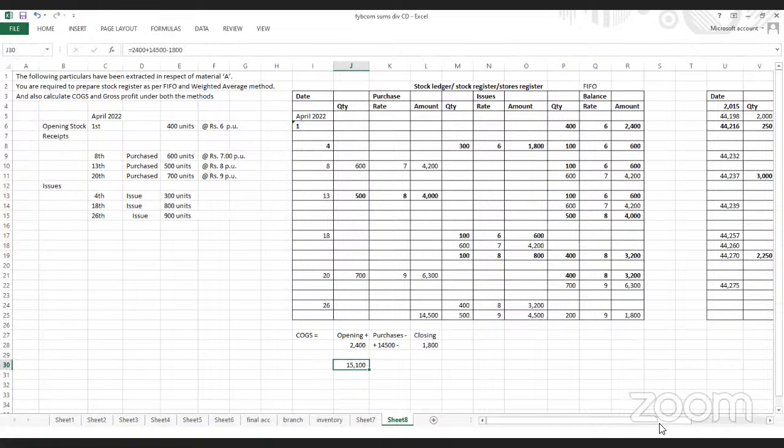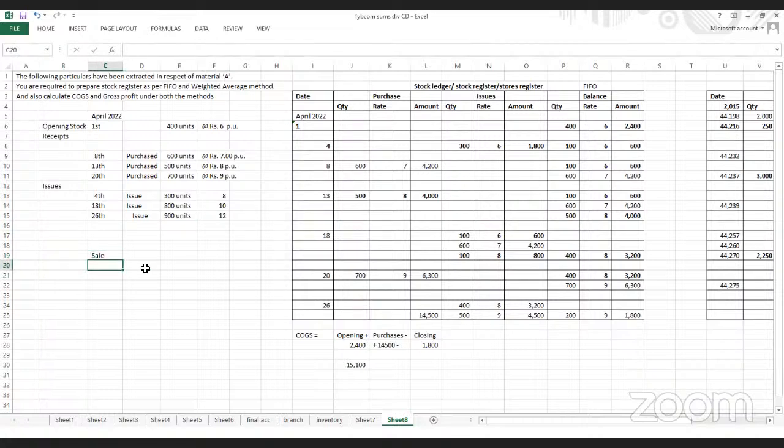Now they have asked you to find out gross profit, but for gross profit they need to give us selling price. In this question it was not given, so I'll just give you selling price for this sum. Now 3 lots are issued or sold. For them I'll give you selling price. Suppose 300 units were sold at 8 rupees, 800 units were sold at 10 rupees, and 900 were sold at 12 rupees. Approximation. I'll calculate sales.